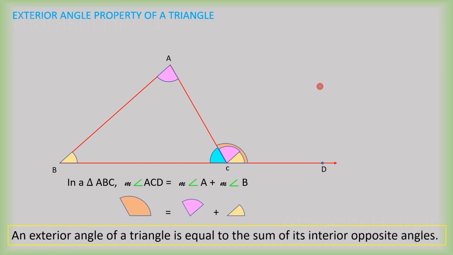That is, an exterior angle of a triangle is equal to the sum of its interior opposite angles. This is the exterior angle property of a triangle. Hope it is clear to you.